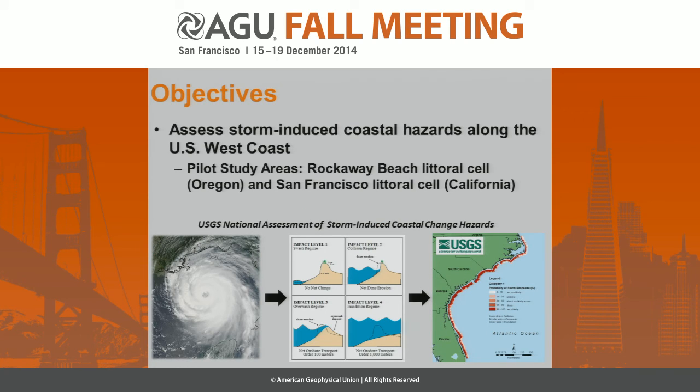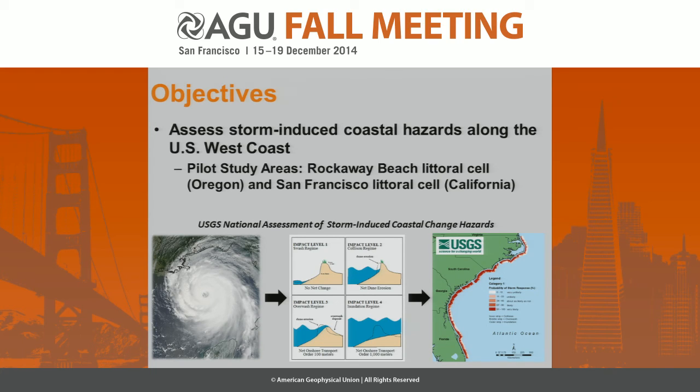So we're working with the U.S. Geological Survey, and they currently have in place a methodology for evaluating storm-induced change on the east coast of the United States, where they take some category of hurricane or storm and compare it to the backshore morphology and assess a probability of coastal change or response on the coastline.